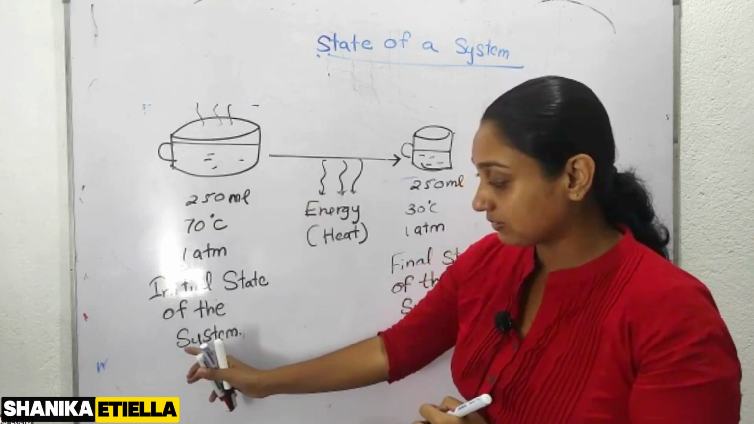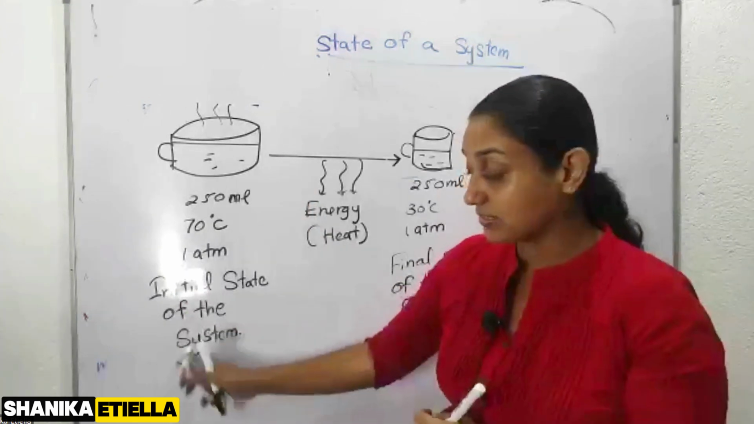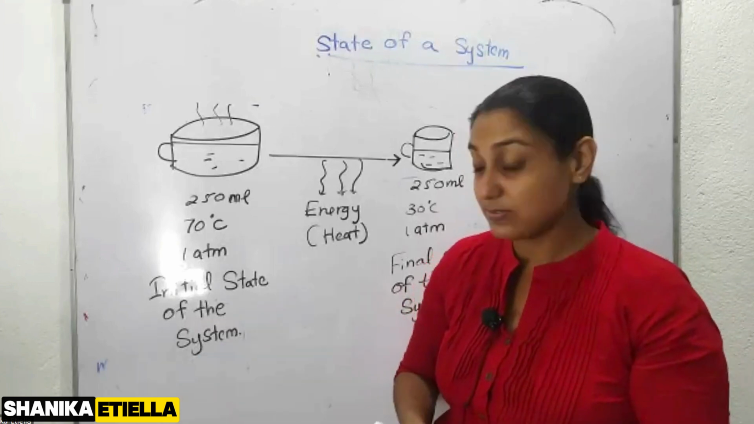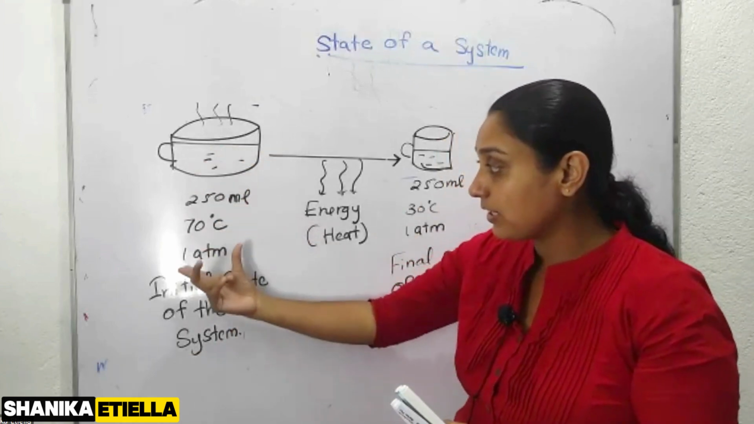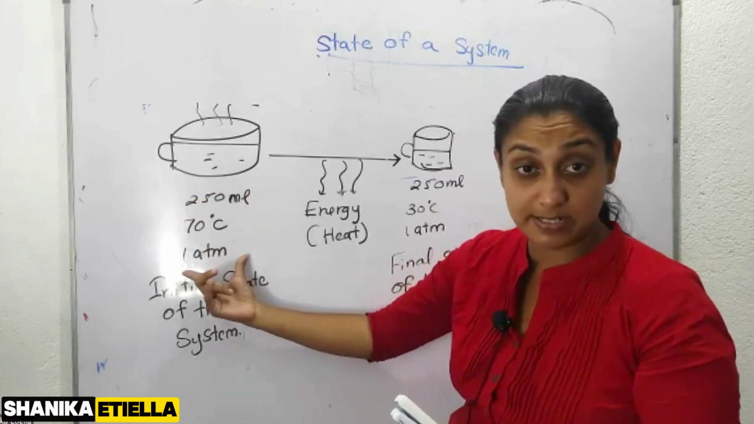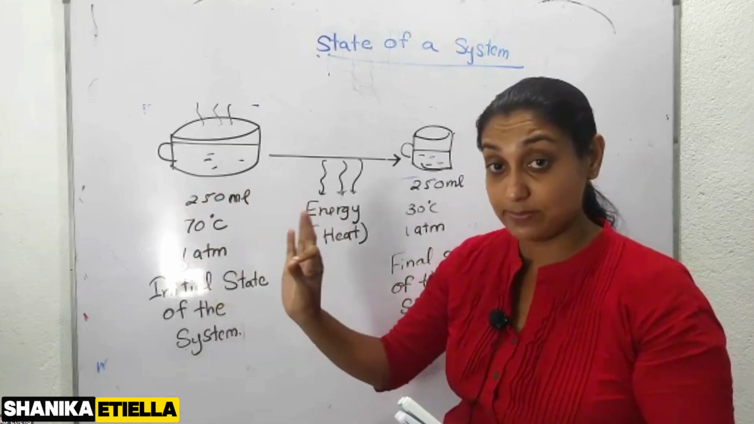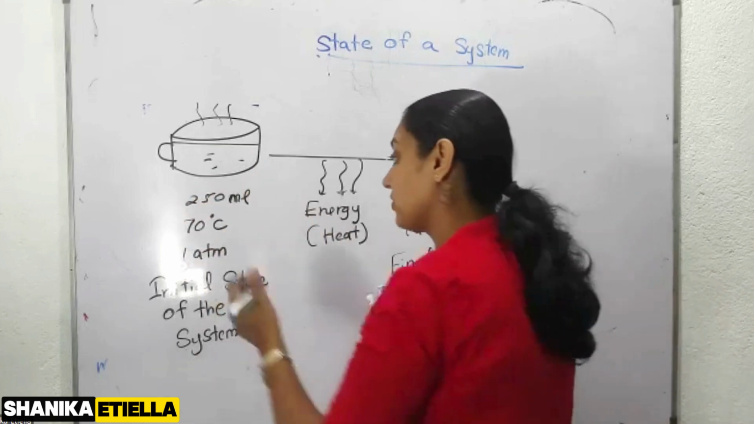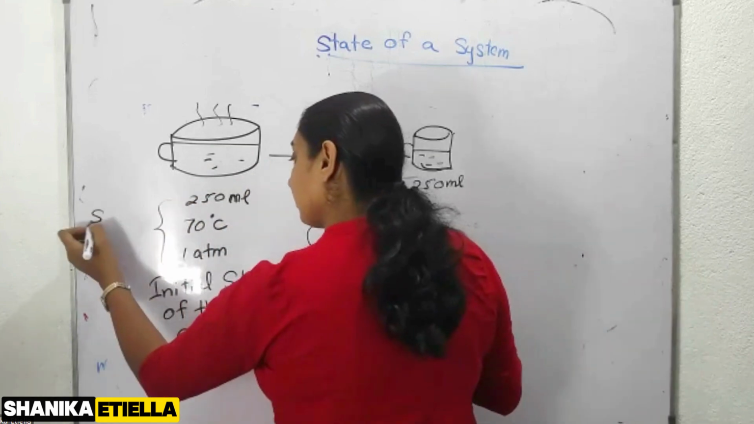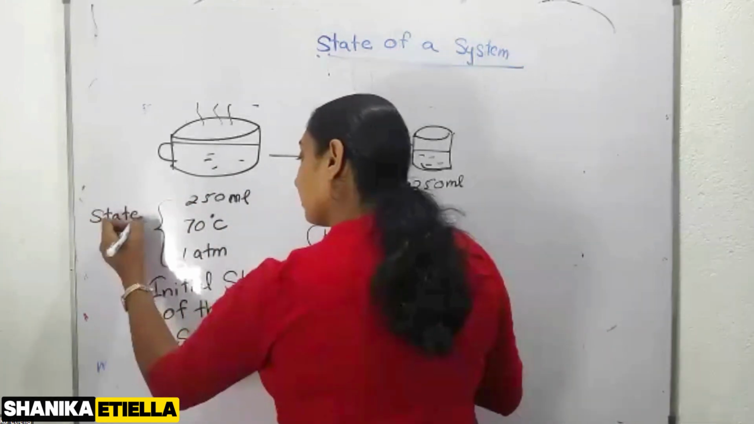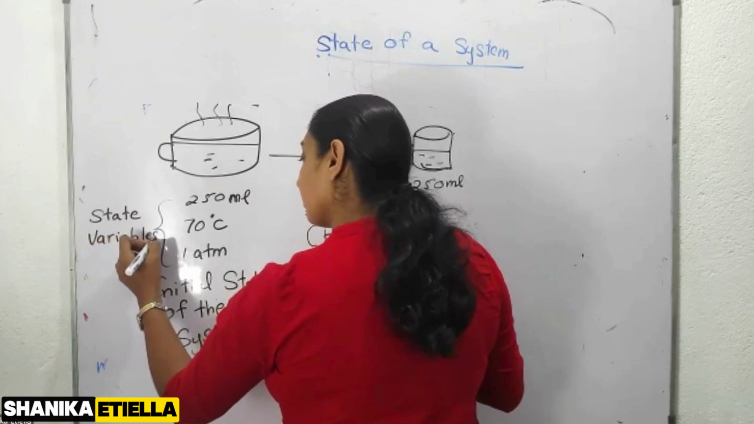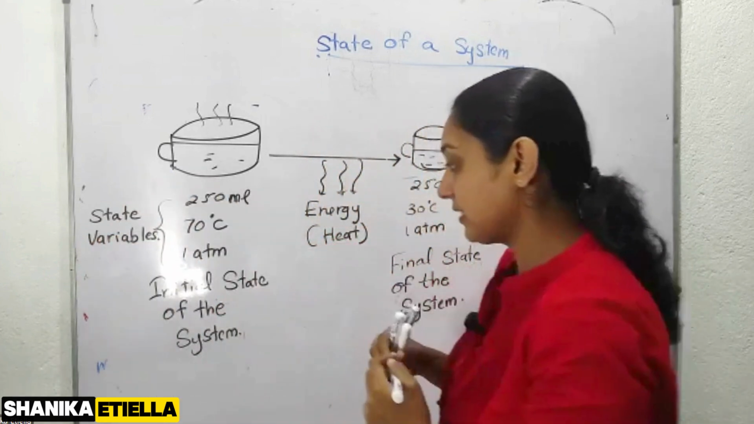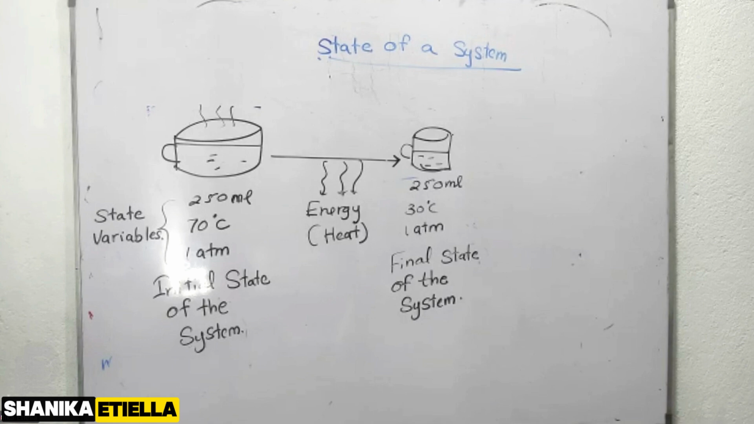Then just draw that. I will give some notes under the initial state, so leave some space to write. We just draw this cup with these physical parameters. Those are called state variables. And this is the initial state of the thing.